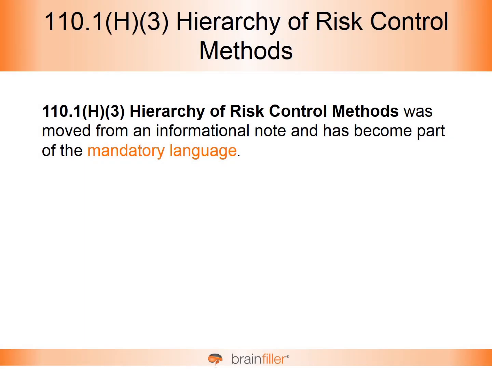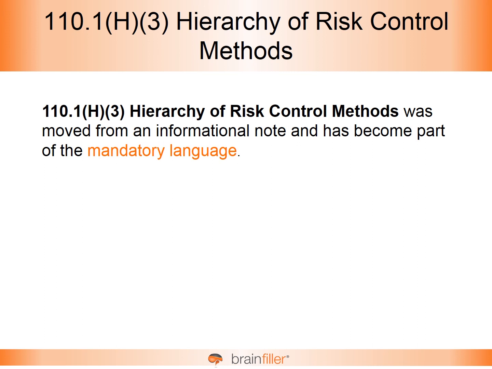The hierarchy of risk control. This was part of NFPA 70E in 2015, but it was an informational note. It wasn't part of the mandatory language. So now the hierarchy of risk control methods is part of the mandatory language beginning in 2018.